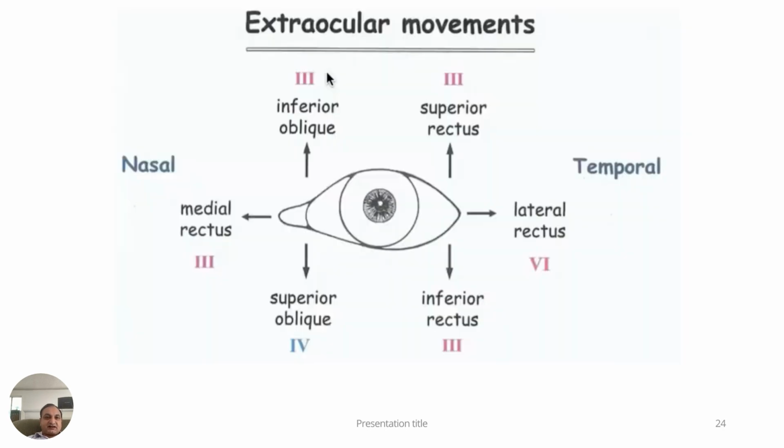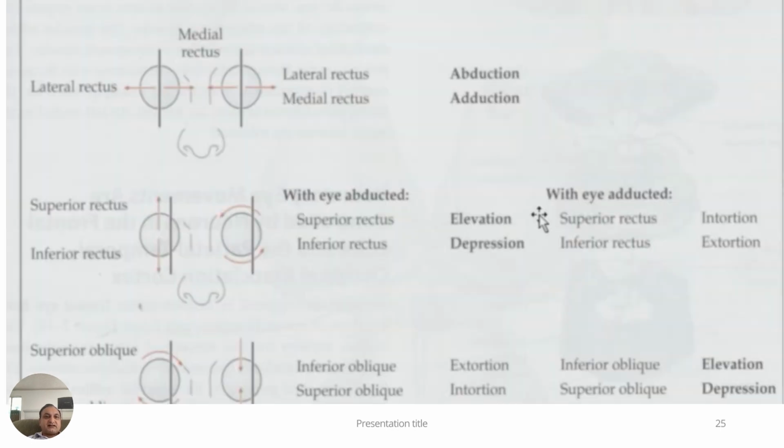Let's skip this for now. So these are the extraocular movements that bring about the vestibulo-ocular reflex in response to the head movement. The lateral rectus and medial rectus just move the eye left or right.